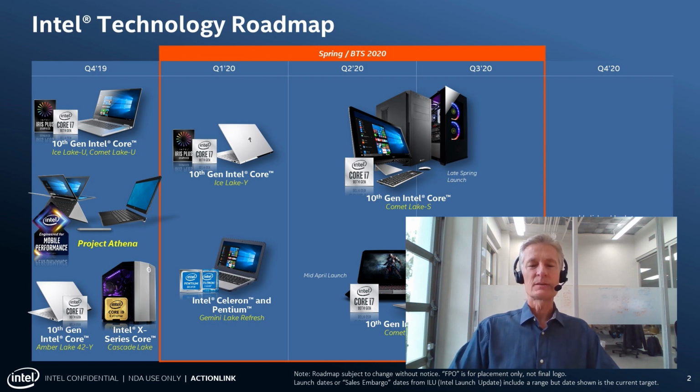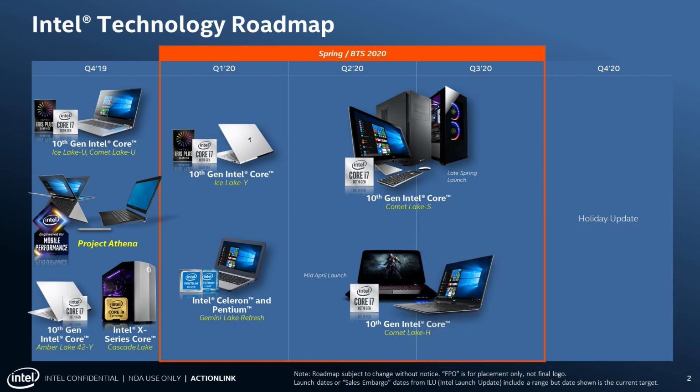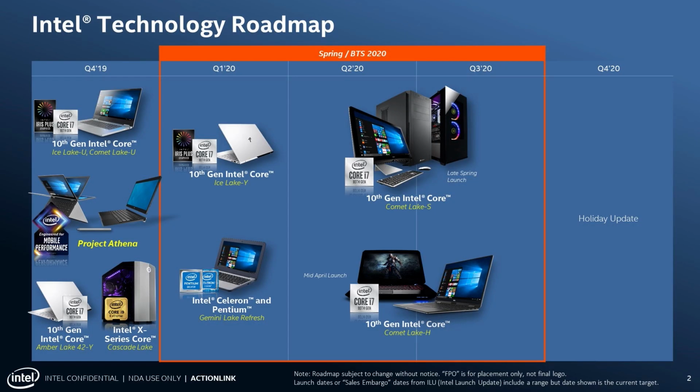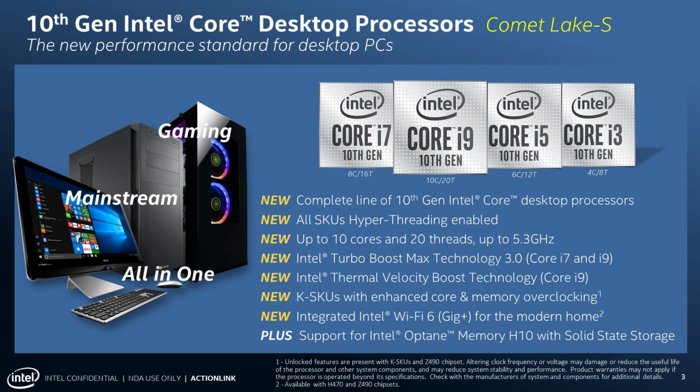And the next thing you're going to see, starting next month, is going to be the 10th gen Comet Lake H, the mobile part down at the bottom there. And the Comet Lake S, the desktop family, will be more like a late spring type time frame. So we're going to cover all of those parts this cycle, and then I'll give you some holiday tidbits as we go through this. So let's start by focusing on the desktop part, Comet Lake S.